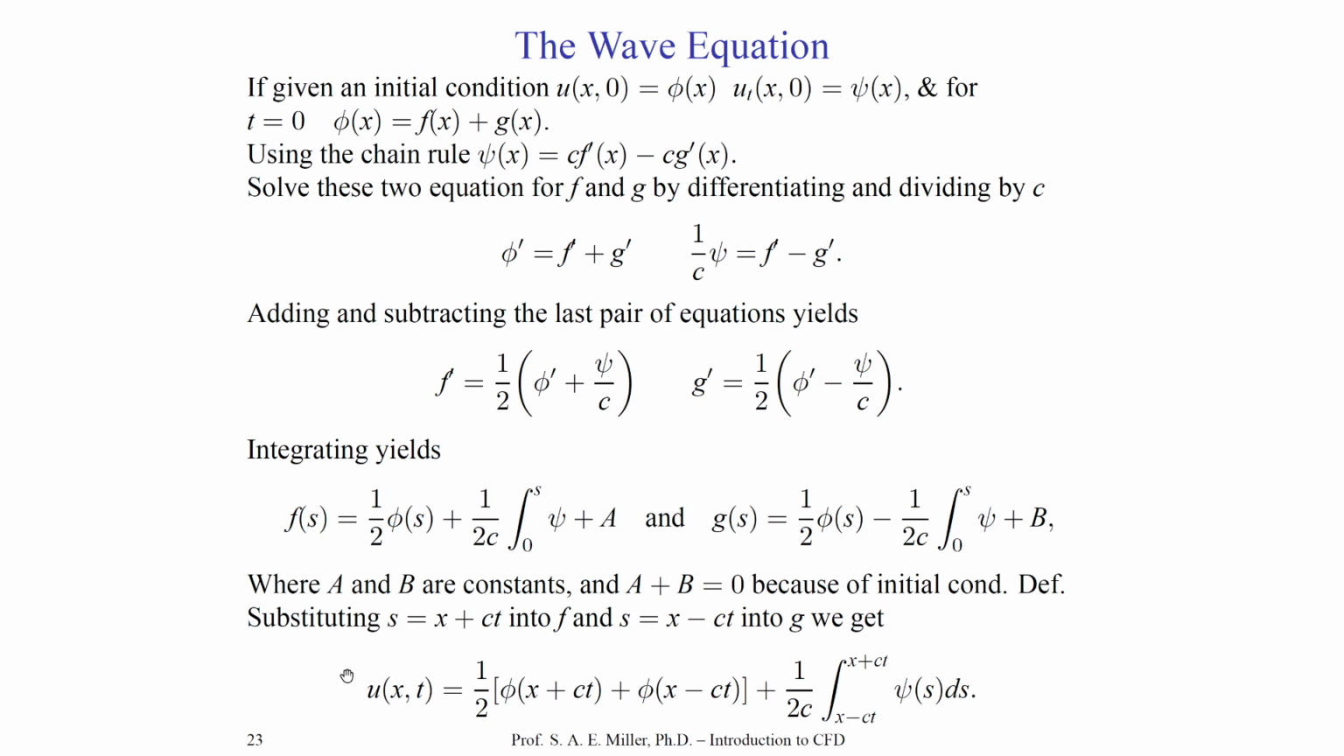That'll be 1/2 [phi of x plus ct plus phi of x minus ct] plus 1 over 2c, the integral from x minus ct to x plus ct of psi of s. So you can see, in particular, given any initial condition where there exists some phi and psi, the derivative, we can simply find the analytical solution everywhere. Let's look at one example of the wave equation.